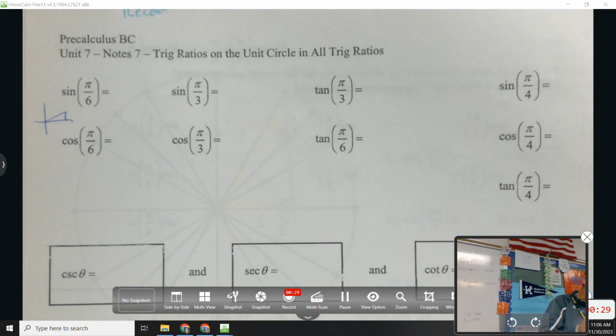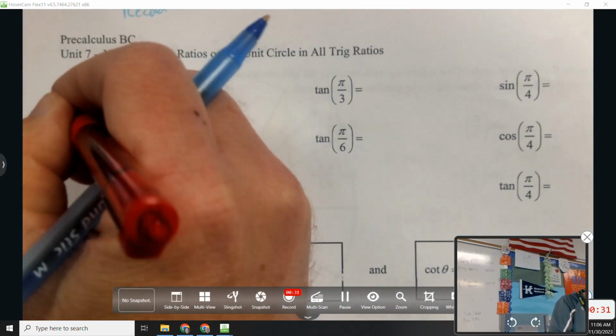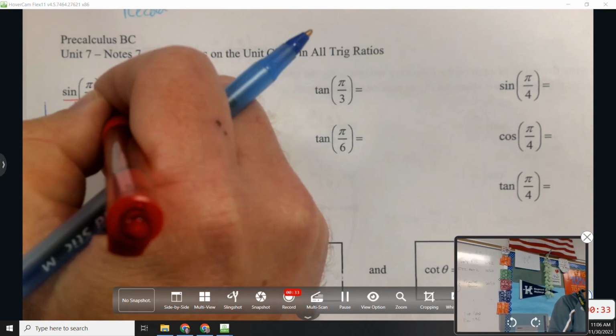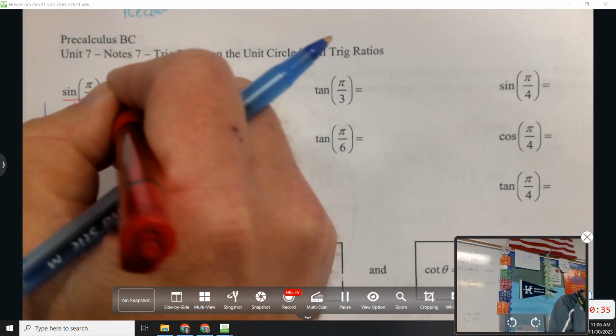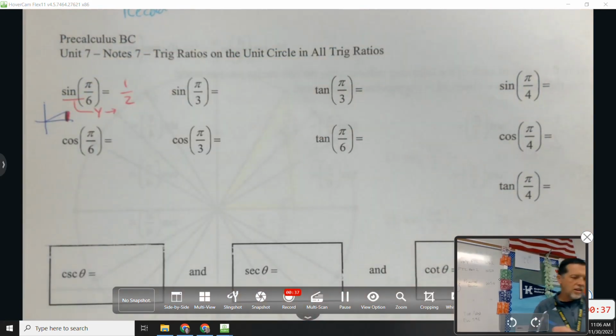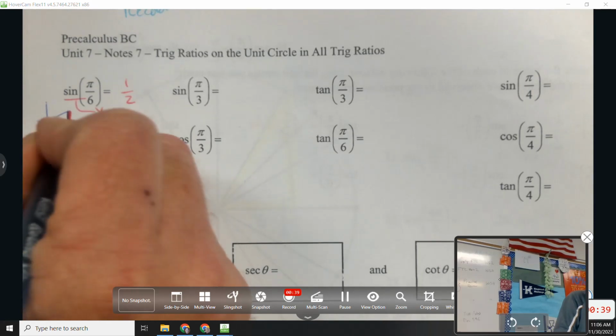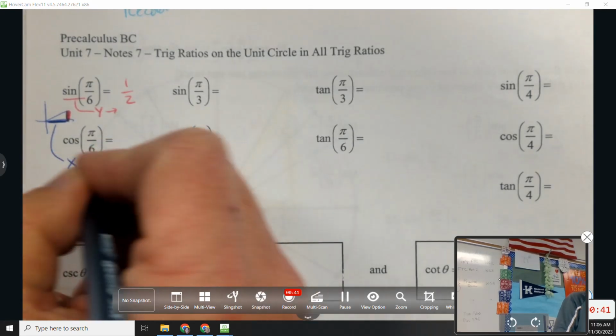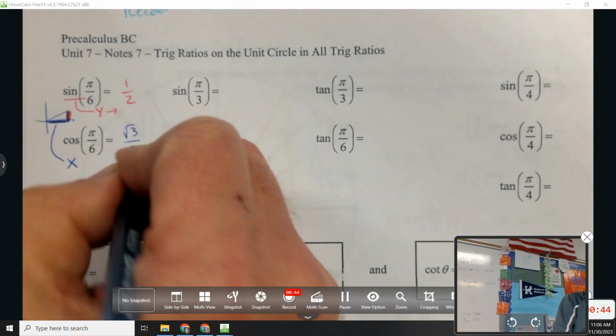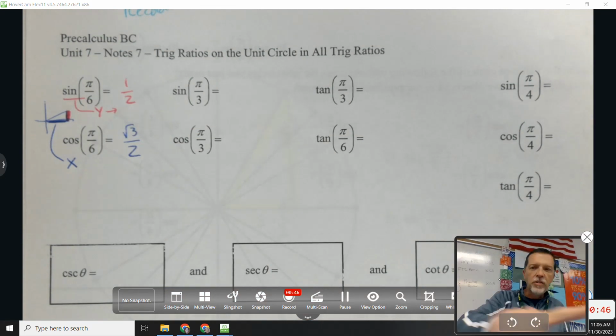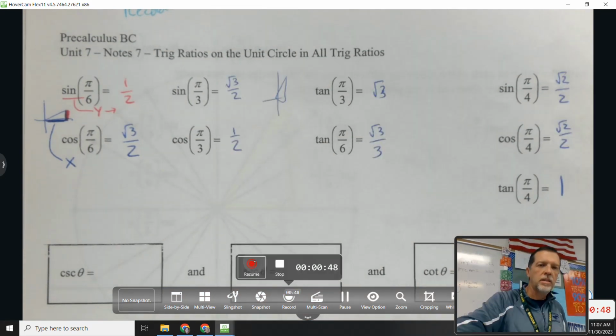Let's see, there's pi over 6. Here's how I think of it. Sine is the y-coordinate. That's a short side, so that's 1/2. Cosine is the x-coordinate. That's the long side, so that's root 3 over 2. So finish those 9 real quick, and then we'll move on.